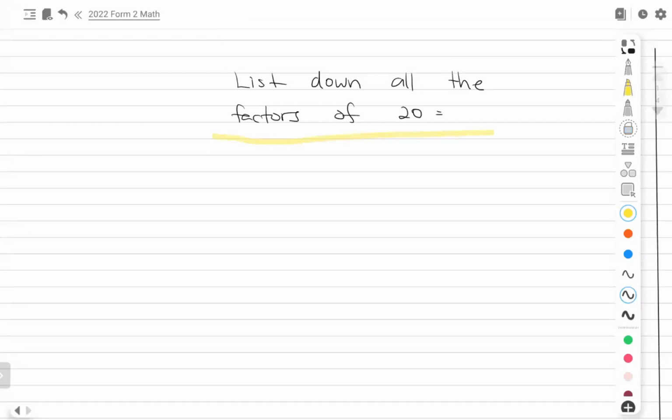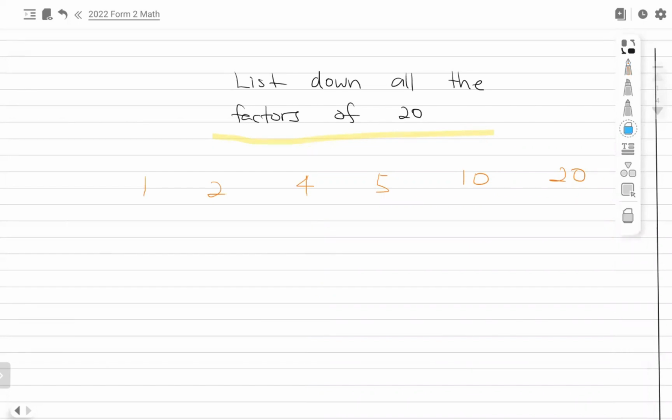Let me check your answers. Is it good or not? Everyone can refer to your answer. 1, 2, 4, okay, we just write down first. 1, 2, 4, 5, 10, and 20. So this one got a pair. So 1, 2, 4, 5. So simple. 20 can be divided by all these numbers.